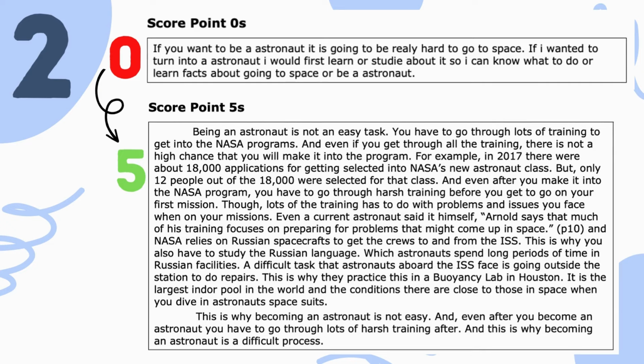Now here's an example of what a 5 looks like. Being an astronaut is not an easy task. You have to go through lots of training to get into the NASA program. And even if you get through all the training, there is not a high chance that you will make it into the program. For example, in 2017, there was about 18,000 applicants for getting selected into NASA's new astronaut class. But only 12 people out of the 18,000 were selected for that class.